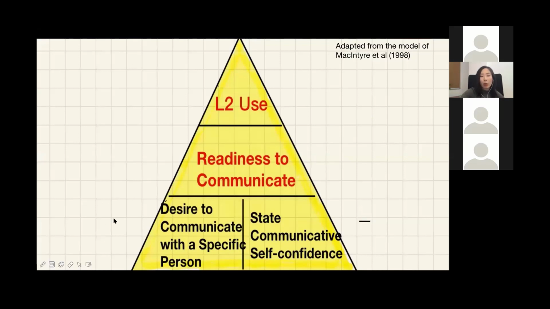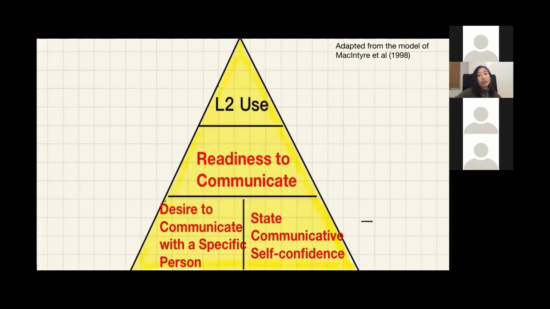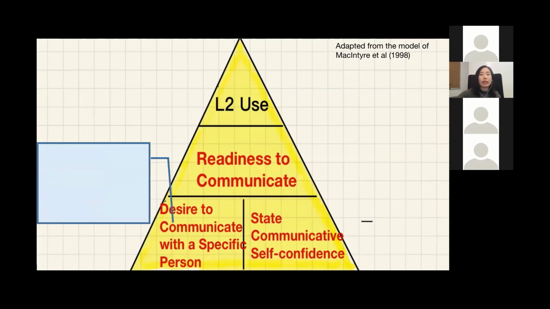Based on MacIntyre, we have two more factors that influence their WTC. He mentioned motivation and self-confidence. Actually, the desire to communicate with a specific person, or are they confident enough to talk to other people? For motivation, he put two points here. One is affiliation, another one is control. What does this mean? Affiliation means sometimes students want to please someone, let's say a specific person in their group, so they talk a lot, or they want to please their teacher, so they answer the teacher's question.